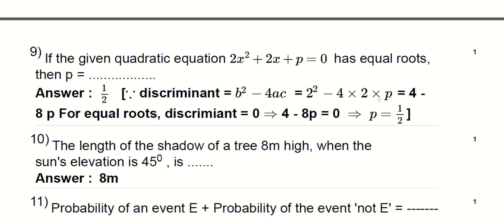Quadratic equation: find the value of p such that the discriminant b square minus 4ac equals 0, you know that. So the a value is 2, the b value is 2, c is p. So b square minus 4ac: 2 square minus 4 into 2 into p, that is 4 minus 8p equals 0, so the p value is 1 by 2.